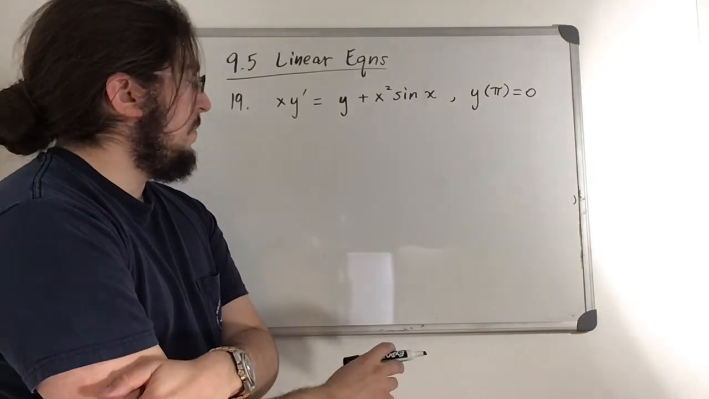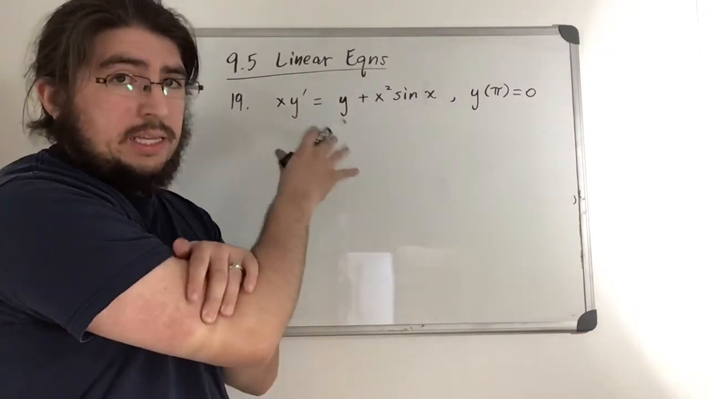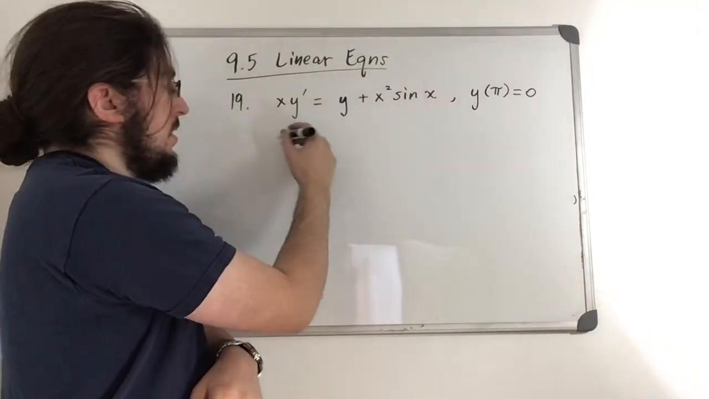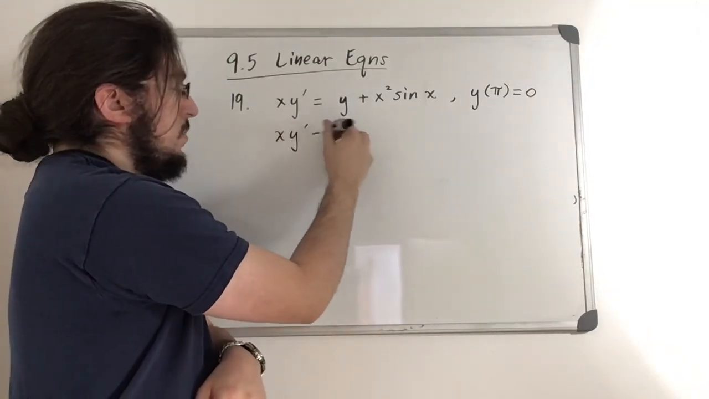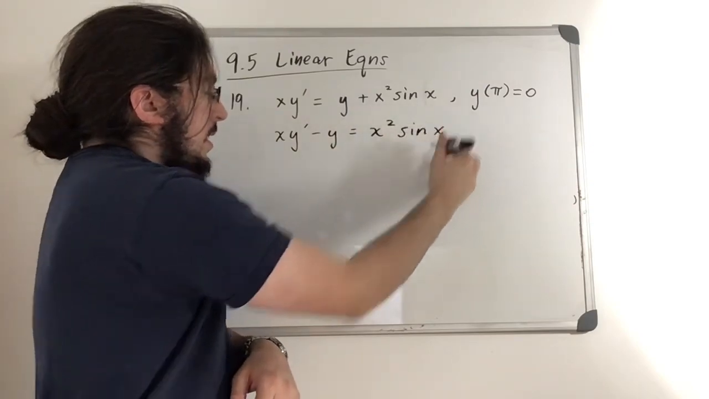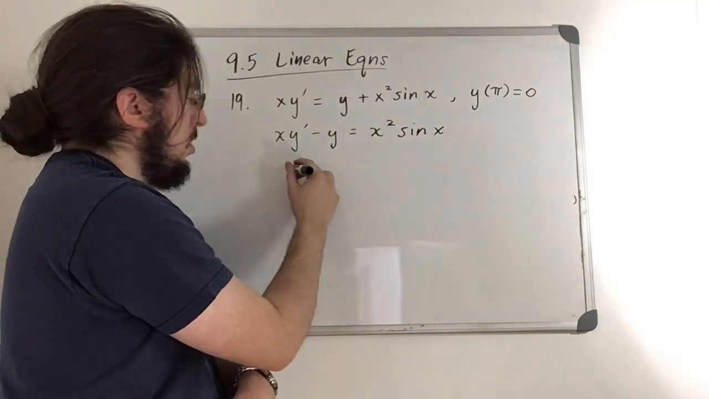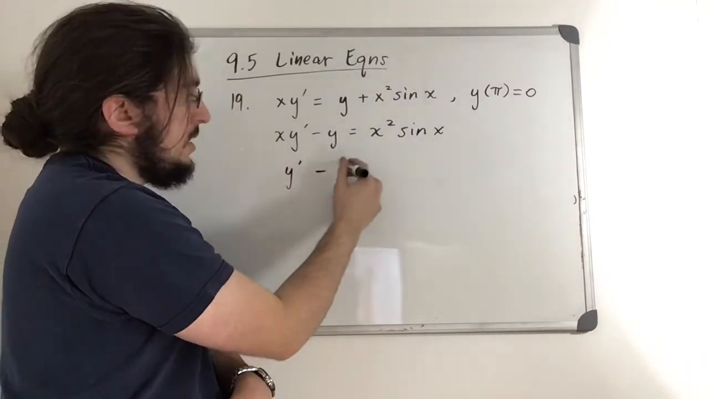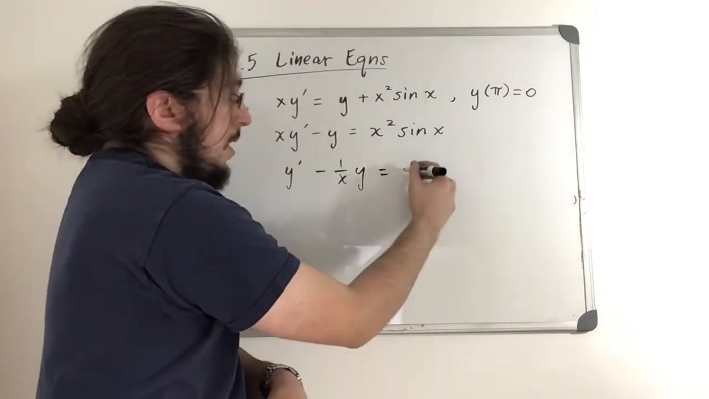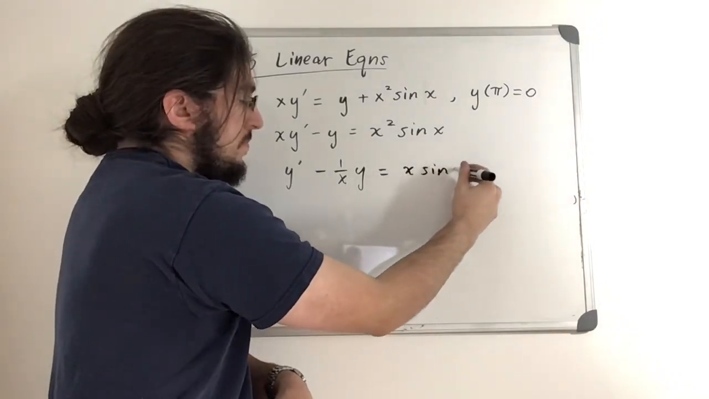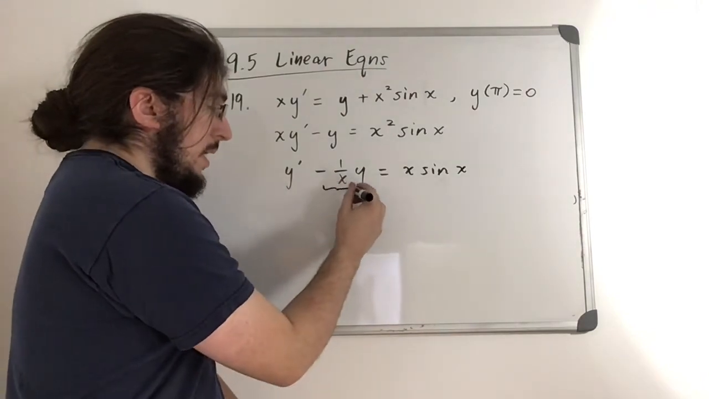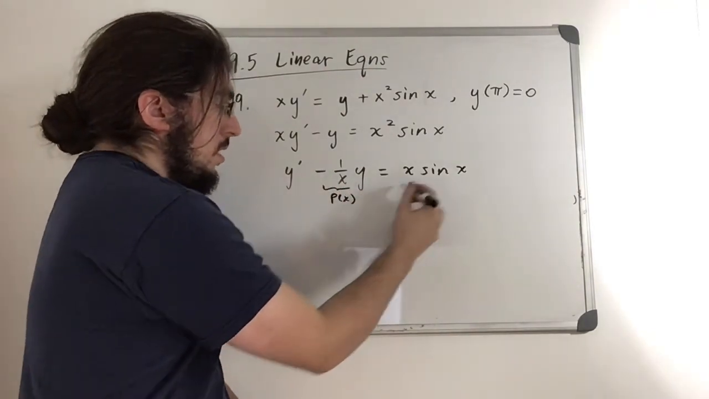But let's see. So first let's get this in the correct form. So I need to get a y to the left side by subtracting. Perfect. Now divide everything by x. So we'll get y prime over x is negative 1 over x times y. This divided by x loses an x in the power, and it's just x times sine of x. Great. So now we need to recognize what p of x and q of x are.